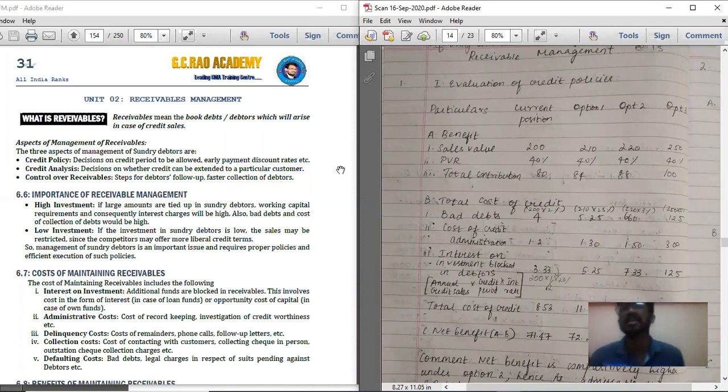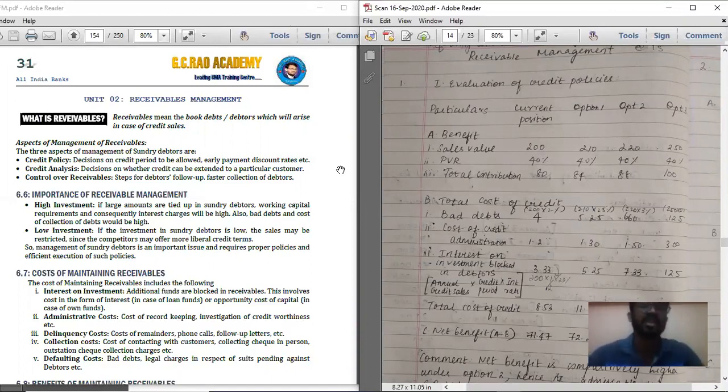What is receivables basically? Receivables are debtors to whom we give debt. We sell the products on credit basis, where we'll be collecting the amounts from the debtors after giving them a certain period of time. Suppose we are giving credit for 2 months, 3 months. What are the different credit policies followed by companies, and what analysis can be done using those credit policies? That is what we are going to see in receivables management.